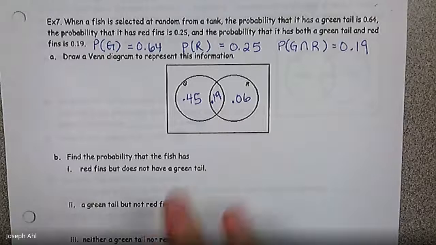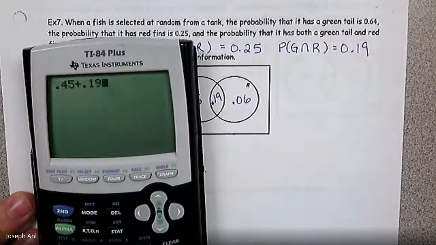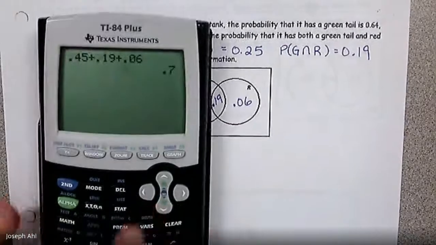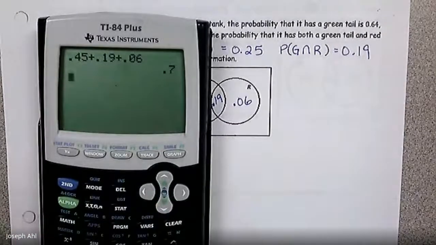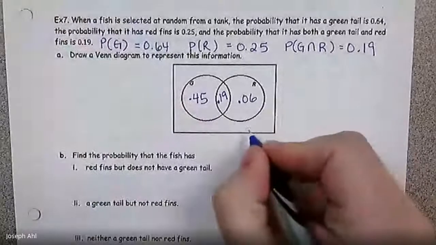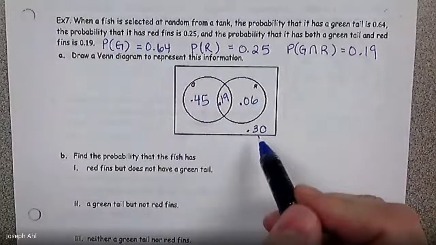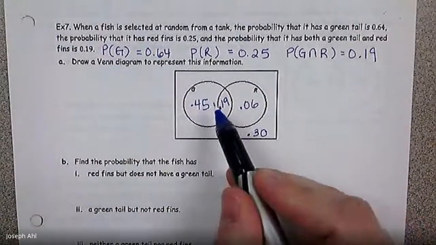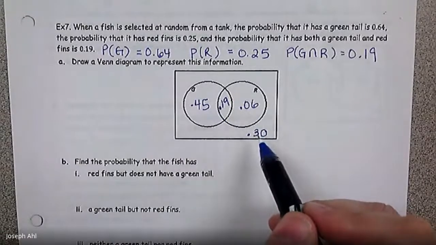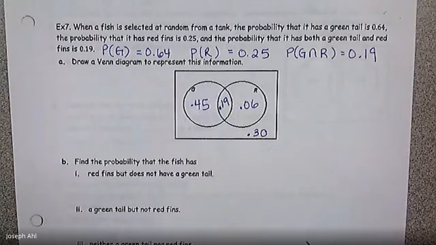And once I have this filled in, I think these questions are going to be pretty quick for us to answer. But let's go ahead and add up what we have so far. 0.45 plus 0.19 plus 0.06 is a total of 0.7. So we've only accounted for 70% of our cases so far, which means that there's another 30% out there. And that means that 30% is outside of the Venn diagram completely. These are the fish that do not have green tails or red fins at all. So if it has neither of those two, that's going to live somewhere outside of our Venn diagram.